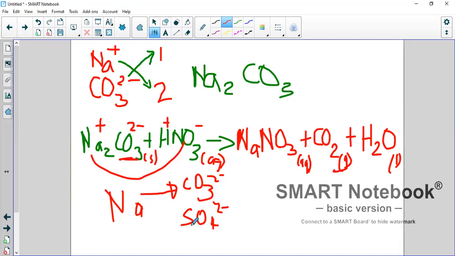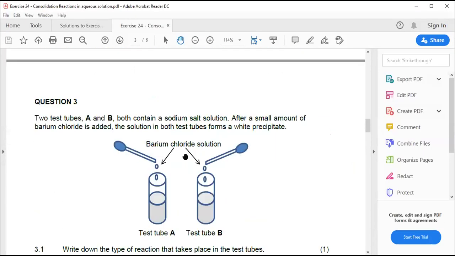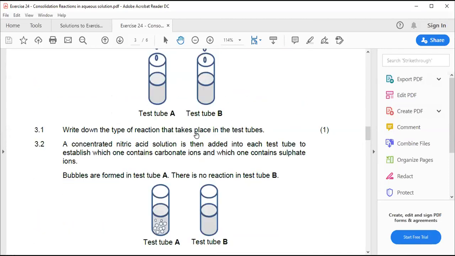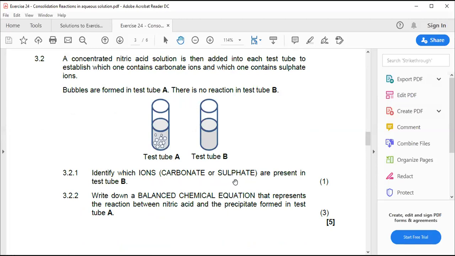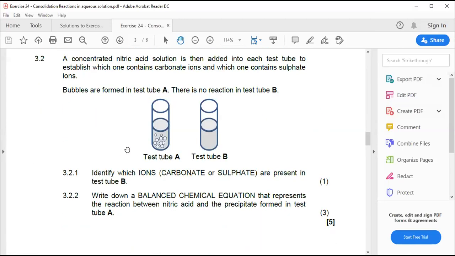If you check the question here, there's a part that says two test tubes, A and B, both contain a sodium salt solution. Which salt? That's what we don't know. That's what we get from this part here, which says carbonate or sulfate. So A will have maybe sodium carbonate or sodium sulfate, depending on which one is correct. Are you answered? Yeah, I think so. Okay, so I'm getting it from the first part of this question.